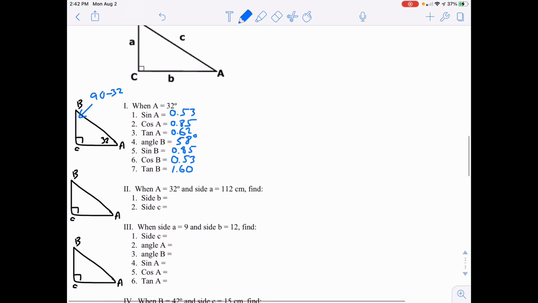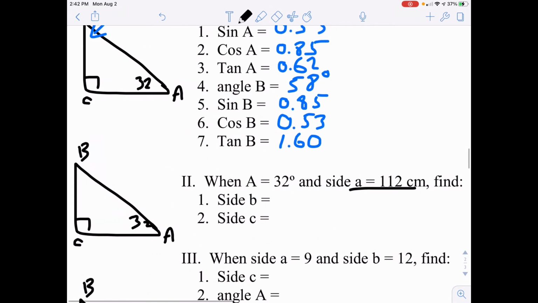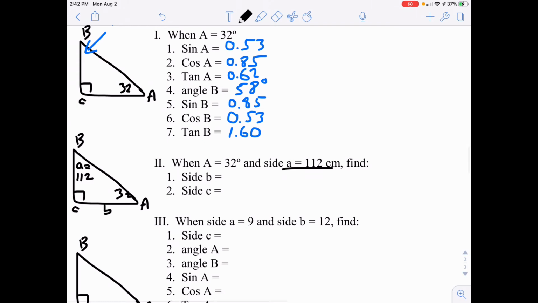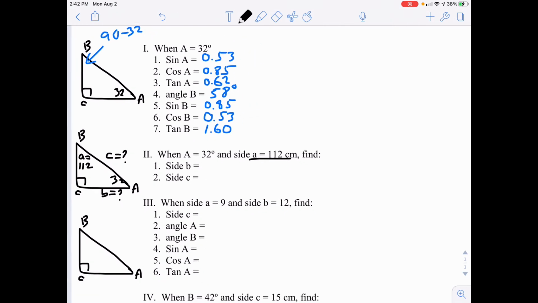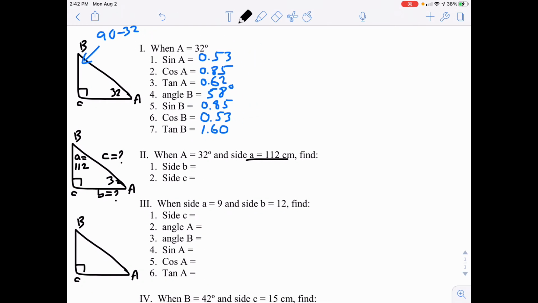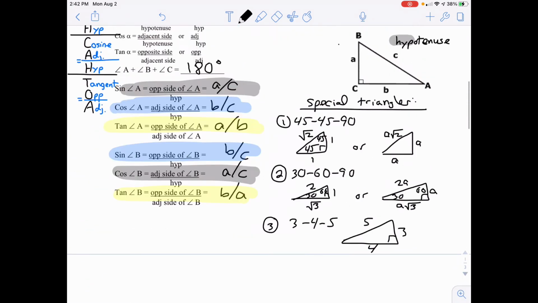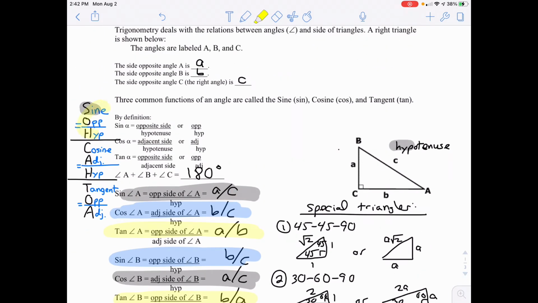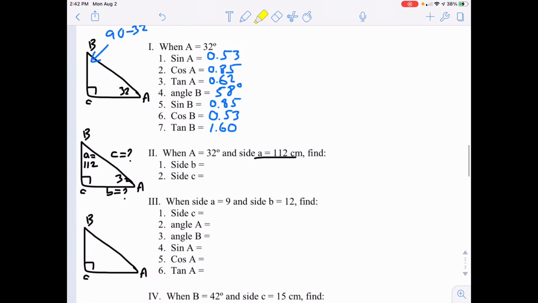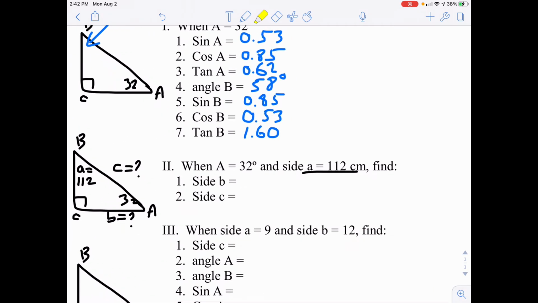Now for part 2, we still have 32 degrees given here for angle A, but this time we know that side A, which is this side over here, is 112. We don't know side B, that's a question mark, and we don't know side C, that's a question mark. Well, here's what we're trying to find. We now need to use our SOHCAHTOA, our ratios that we learned here. Sine, opposite over hypotenuse, cosine, adjacent over hypotenuse, and tangent, opposite over adjacent. We are trying to find side B and C.